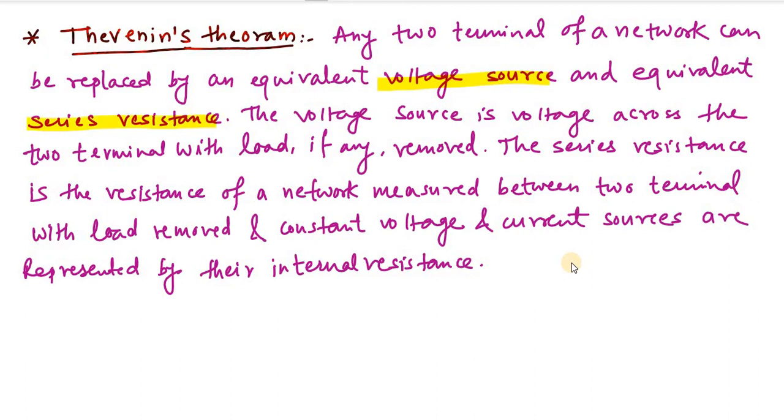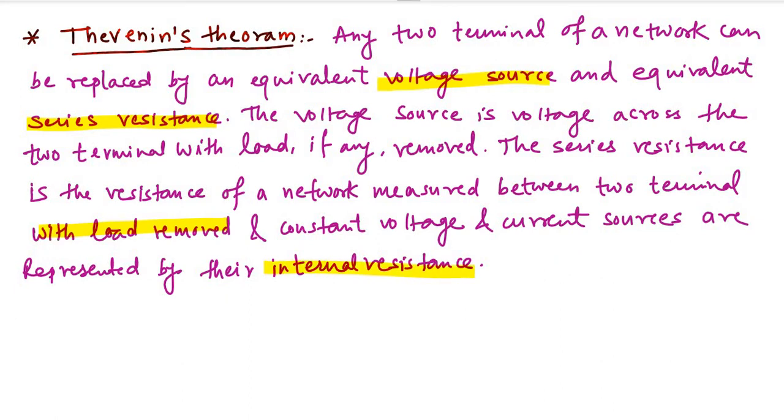The voltage source is the voltage across the two terminals with the load, if any, removed. The series resistance is the resistance of the network measured between the two terminals with the load removed, and constant voltage sources and current sources are represented by their internal resistance.